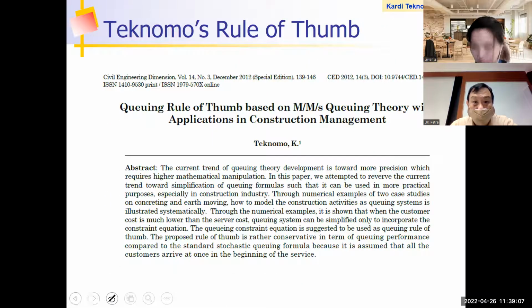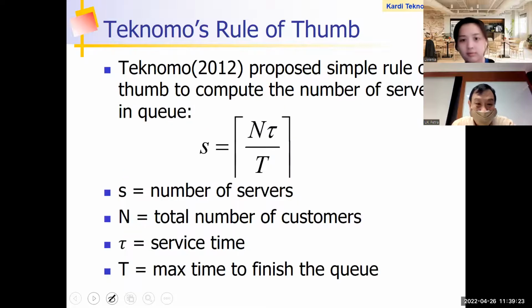In 2012, I published this, and after that, people started talking about it, and there is a Wikipedia entry about this. People in New York also used this for planning toilet service for the homeless, and so on. So these are the examples I give you. Basically, this is a very simple rule of thumb.